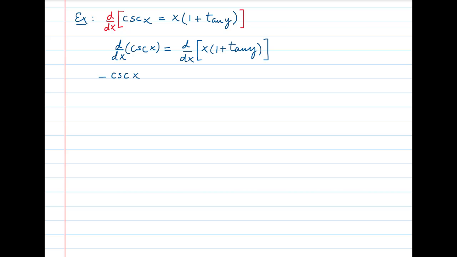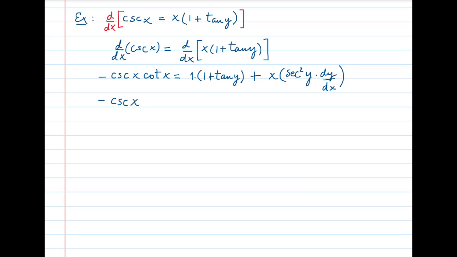All right, so the derivative of cosecant is equal to negative cosecant times cotangent. That's going to be equal to, product rule says, the derivative of the first, which is x, the derivative of x is 1, times the second function, which is just 1 plus tangent y, plus the first function, which is x, times the derivative of our second function, which is everything in that parenthesis. The derivative of tangent y is secant squared y, and again, chain rule, right? Because y is a function of x, we'll have our dy/dx as well.